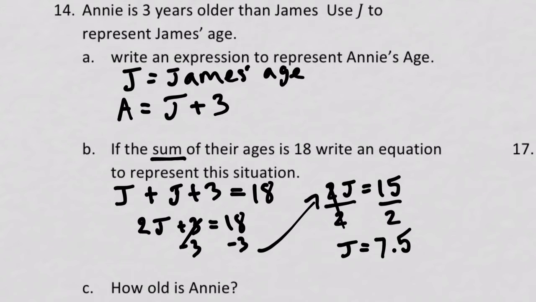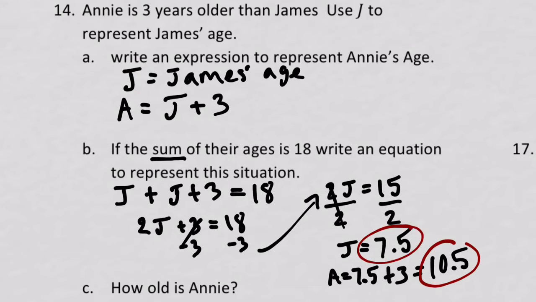That's possible. How old is Annie then? Well, if Annie is 3 years older than James, that must mean that she is 10.5, right? 7.5. So Annie is going to be 7.5 plus 3. So that means she is 10.5 years old. Now together, 10.5 and 7.5, would they add up to 18? Yeah, they do. Okay, so even though they're decimals and we're talking about ages, their answers do make sense.